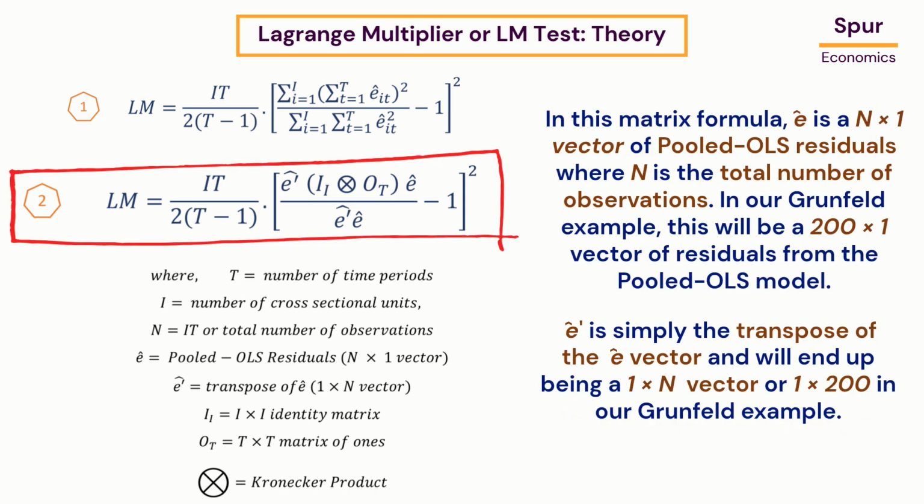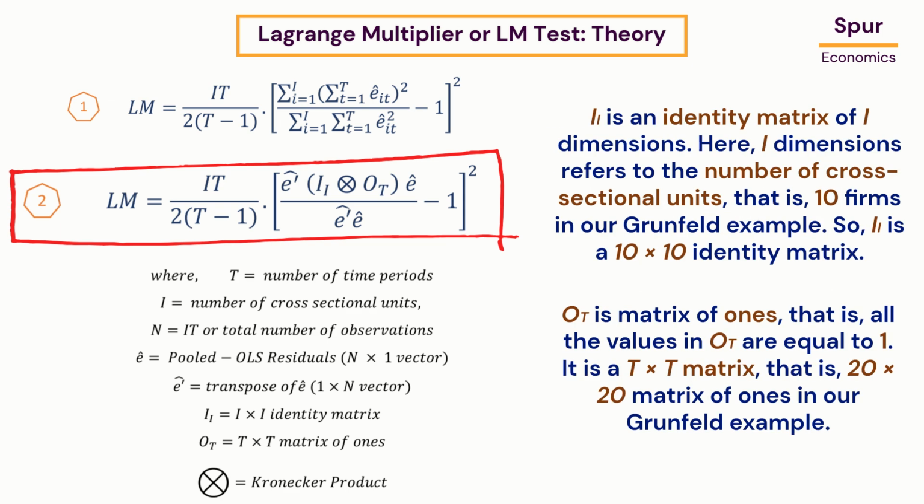In this matrix formula, e-hat is an n by 1 vector of pooled OLS residuals, where n is the total number of observations. In our Grunfeld example, this will be a 200 by 1 vector of residuals from the pooled OLS model. e-hat transpose is simply the transpose of the e-hat vector and will end up being a 1 by n vector, or 1 by 200 in our Grunfeld example. I is an identity matrix of I dimensions. Here, I dimensions refers to the number of cross-sectional units, that is, 10 firms in our Grunfeld example. So, I is a 10 by 10 identity matrix.